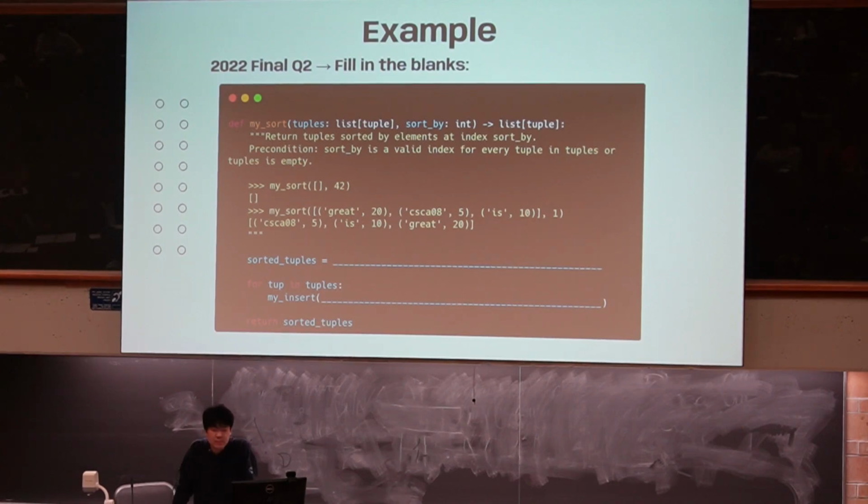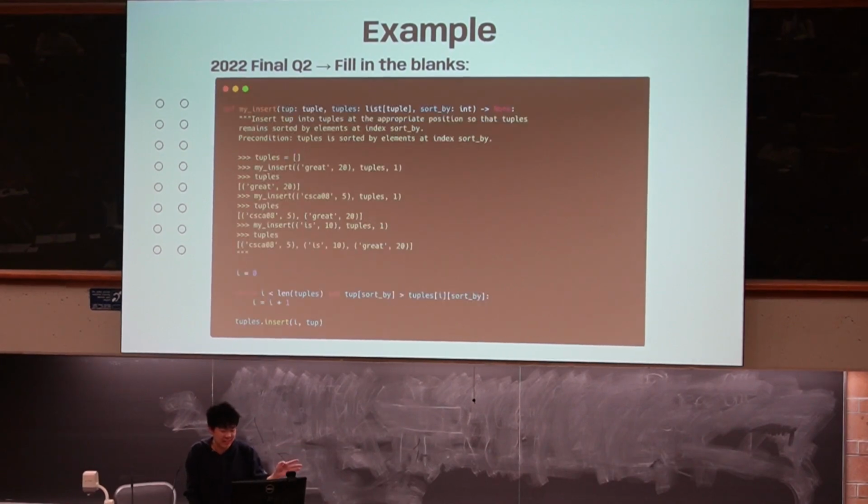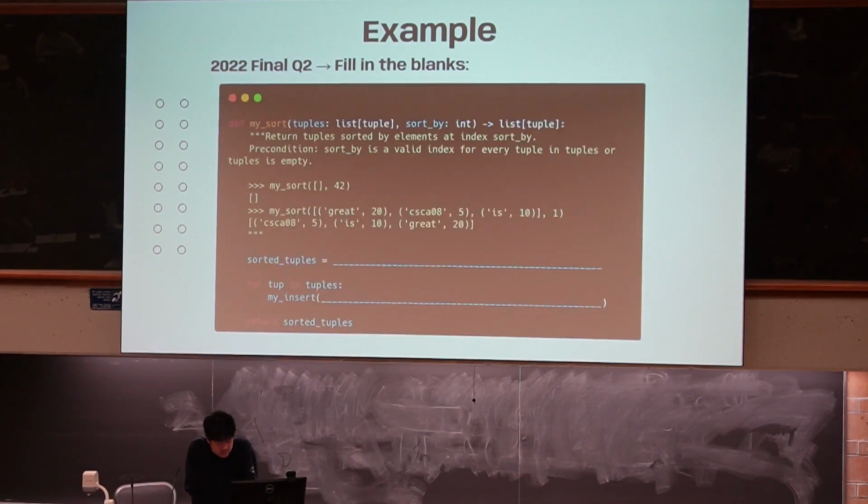So sorted tuples is just an empty list, and then my_insert, two, then sorted tuples, and sort by. I can go to the previous slide if you'd like. Yeah, that's what it looks like. So it's two, and then sorted tuples, and sort by. Exactly, that's exactly correct.